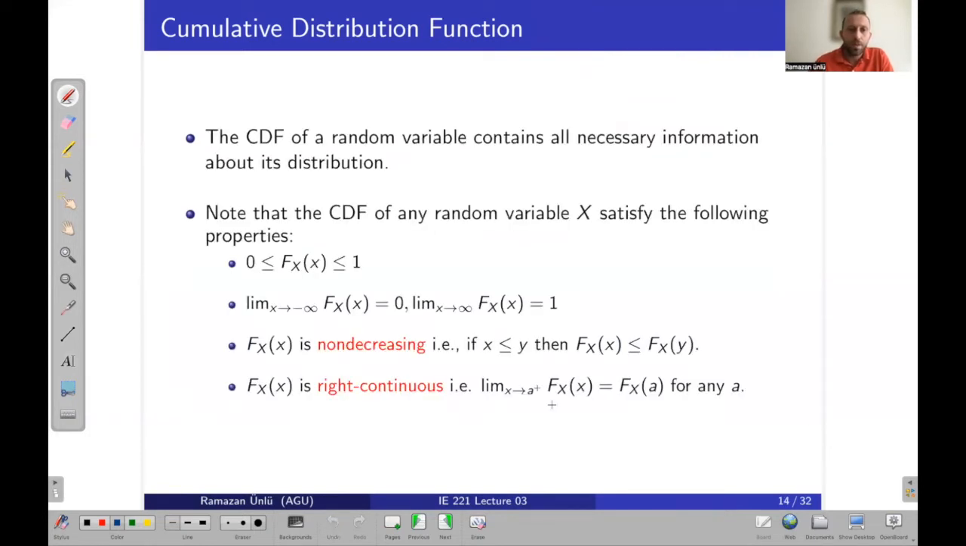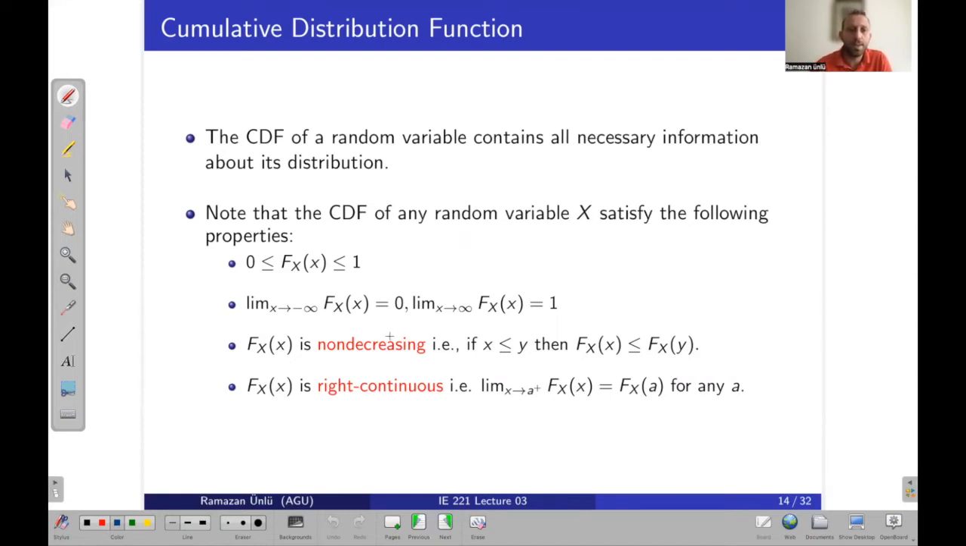So if you calculate the CDF of a random variable, it contains all the required information, okay? You don't need to calculate the PMF if you calculated the CDF. In other words, if you know the CDF of a random variable, you can calculate the individual probabilities, which is the PMF, right? And the CDF of a random variable x should satisfy some properties.